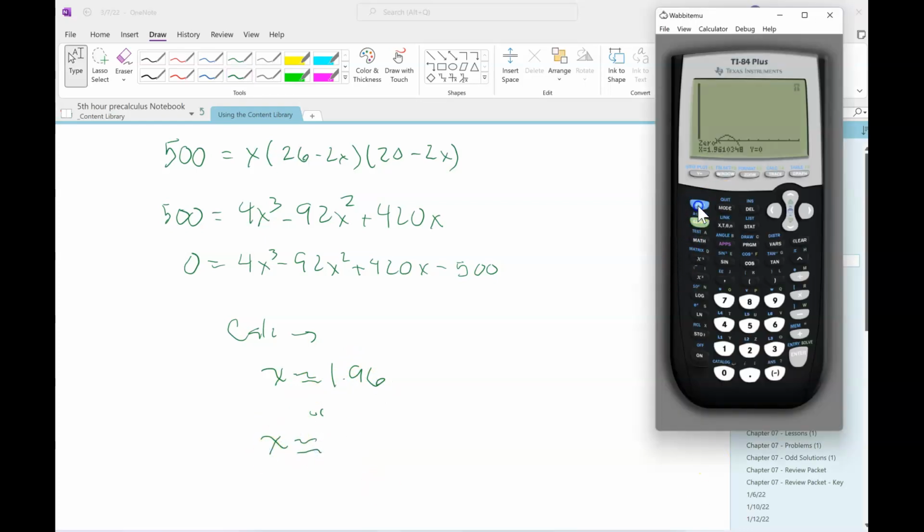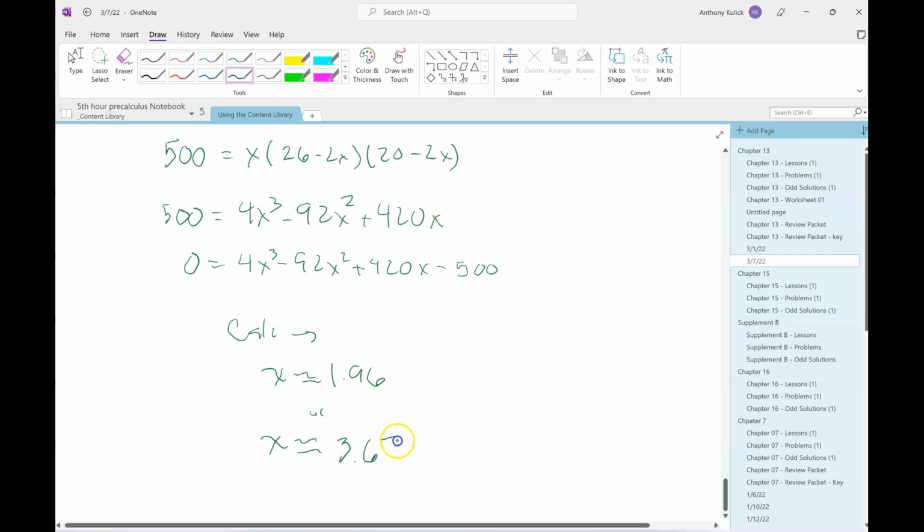Let's find that other one now. Second trace, zero command. Left bound, enter. Right bound, enter, guess. And I get 367-ish. So I have two answers. That's okay.